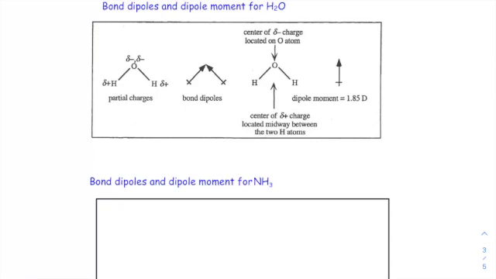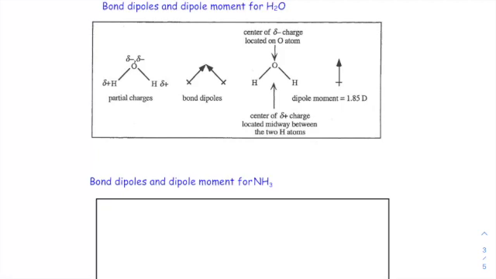So if we look at water, we can see that water has polar bonds, and they're both pointing towards the oxygen, so we end up with a net dipole facing up in this direction with a dipole moment of 1.85 debyes. Water is about the most polar thing we're going to be dealing with on a regular basis, covalent molecule.